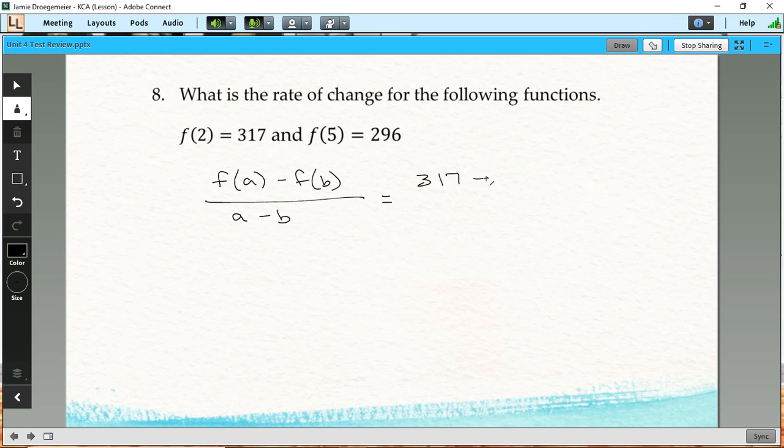I'm going to take the 317 minus the 296. Those are my outputs. My inputs are 2 and 5. So I'm subtracting outputs, subtracting inputs. 317 minus 296. When I subtract that, I get 21. 2 minus 5 is negative 3. So my rate of change is going to be 21 over negative 3. If I simplify that, 21 divided by negative 3 is going to be negative 7. So negative 7 would be our rate of change for that one. All right, moving on then to number 9.